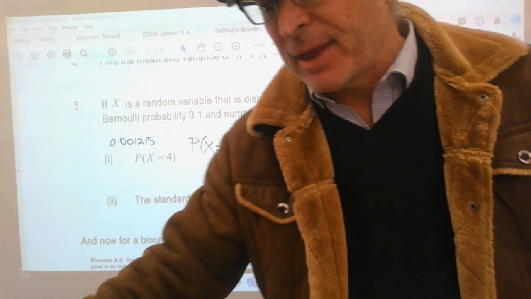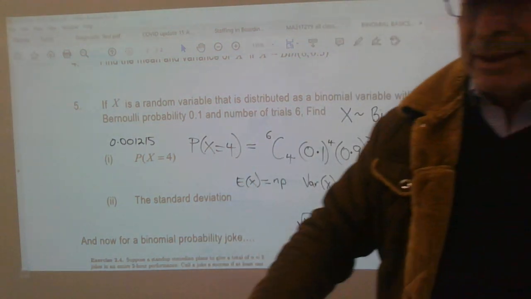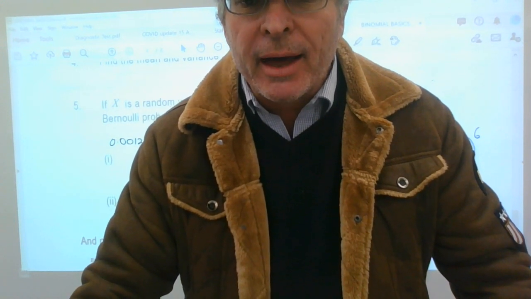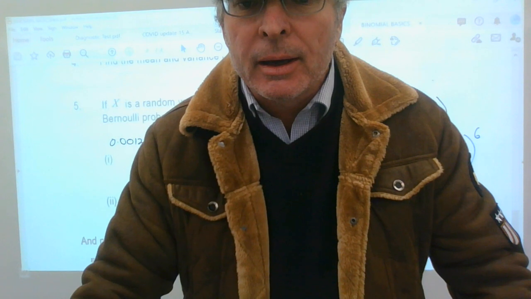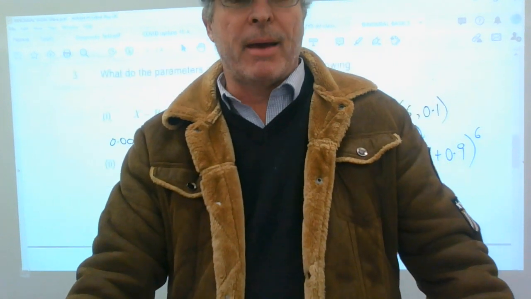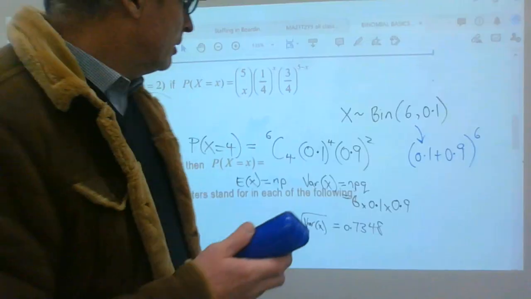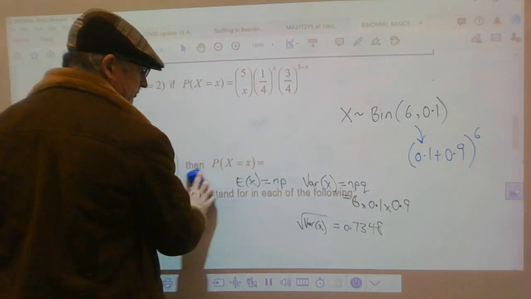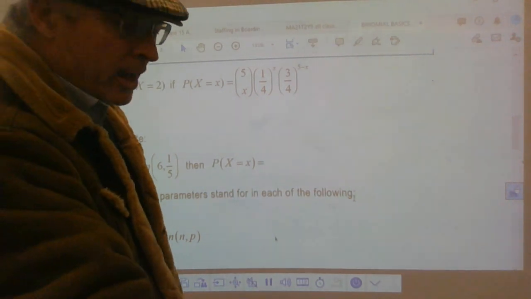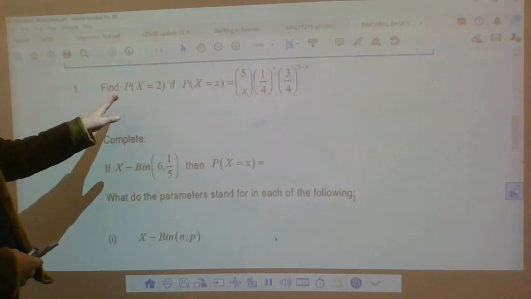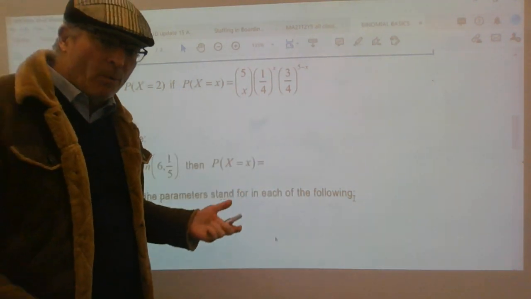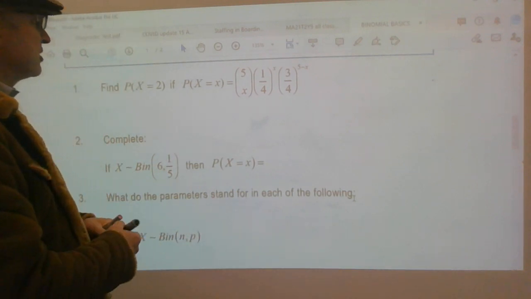All right, so I said we'd start with that one, but we'd move back to question 1. So I'll find that on my screen, hopefully that's taking me back to question 1. All right. Question 1, find the probability that x equals 2 if the probability that x equals x is that. It's just another way of asking a binomial question. It's just expressed that way.